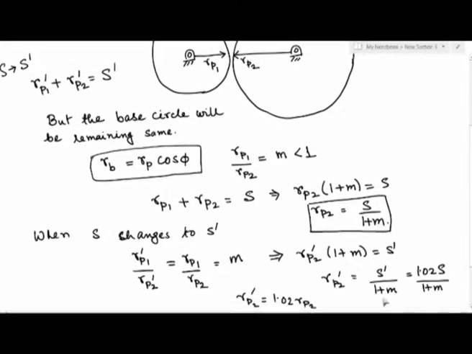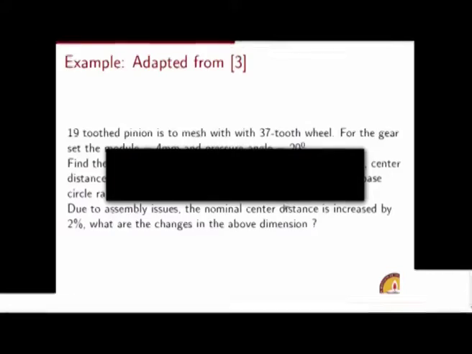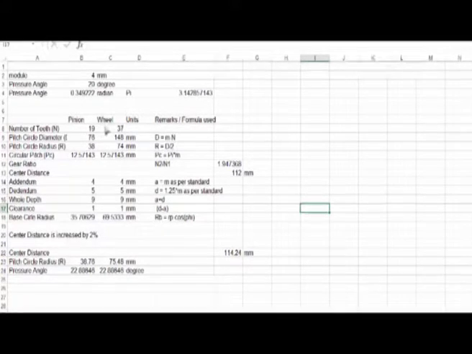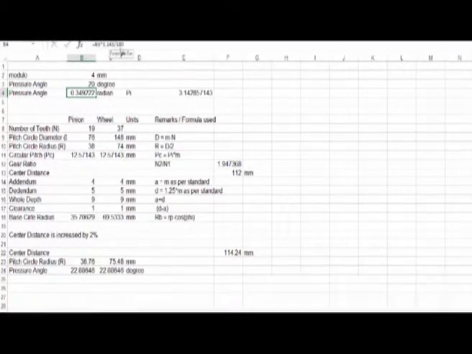Okay, and similarly you will have RP1 prime as 2% of the original pitch diameter. So using that you will be able to solve the problem which I have already done for you in the Excel sheet. The module is given as 4 mm, the pressure angle is given as 20 degrees, and the pressure angle in radians is the pressure angle in degrees multiplied by pi divided by 180, which is 0.35 radians.